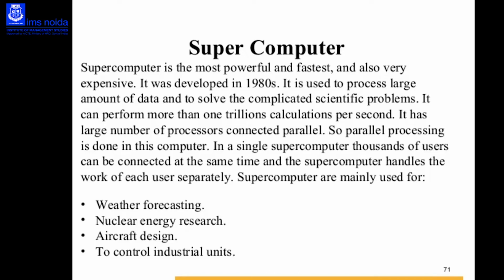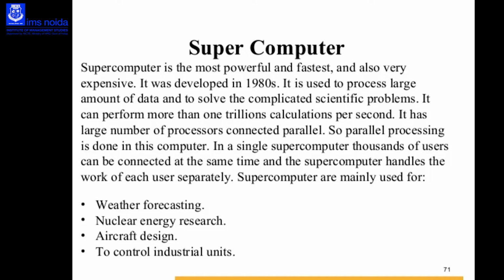They were used in those applications which require large amounts of data and were used to solve complicated scientific problems. The main feature of a supercomputer is that its speed is measured in million floating point operations per second, and it can perform more than 1 trillion calculations per second. It has a large number of processors connected in parallel, and these systems can use thousands of processors. A supercomputer is around 8,000 times more powerful than a general PC.